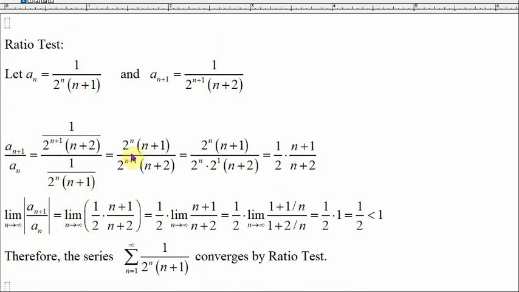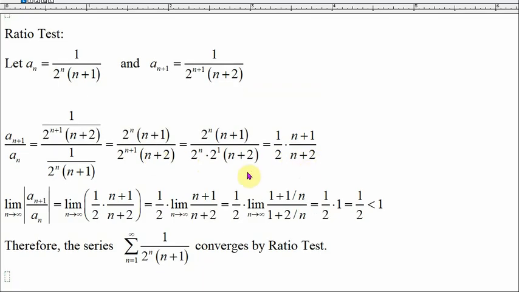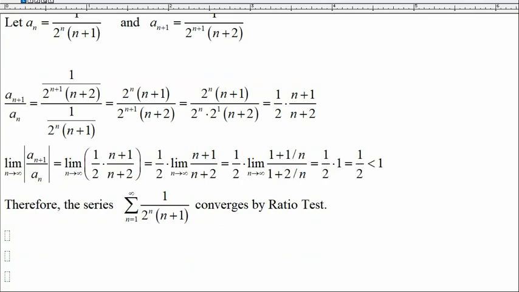And then simplify, we get 2 to the n times n plus 1 dividing by 2 to the n plus 1 times n plus 2. And then 2 to the n dividing by 2 to the n plus 1 is 1/2. And then here we get n plus 1 dividing by n plus 2. So the limit of the ratio of a sub n plus 1 and a sub n, as n approaches infinity, is the limit of this expression right here.